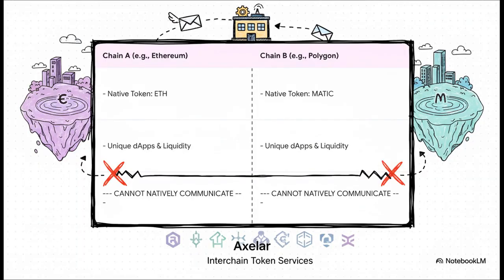In this slide, this really lays it all out. On one side, you have Chain A, let's say it's Ethereum, with all its tokens and its apps. On the other, you've got Chain B, maybe Polygon. Any token on Ethereum is basically stuck there. It can't just hop over to Polygon. This creates these fragmented pools of money, these clunky user experiences. It's the digital island problem in a nutshell.